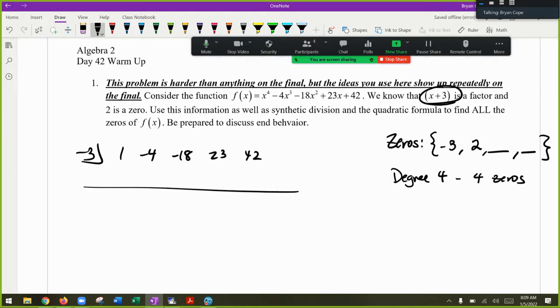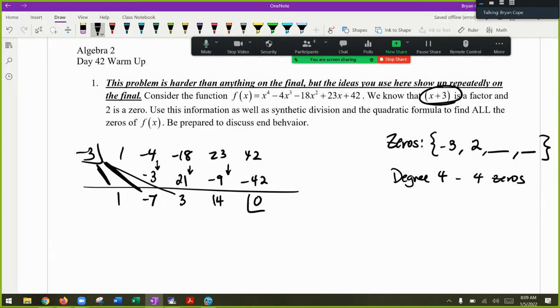All right, let's go through this slowly, okay? Bring the 1 down. That's our first new coefficient. Then multiply these. That gives us negative 3. Add down. That gives us negative 7. Multiply these. That gets us 21. Add down. That gets us 3. Multiply these. That gets us negative 9. Add down gets us 14. Almost done. Negative 3 times 14 is negative 42. Add down, we get 0.